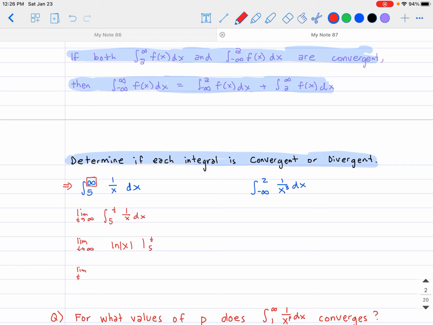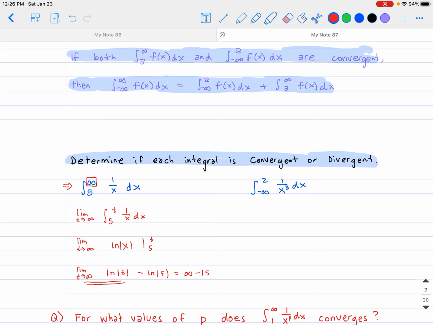So the limit as t approaches infinity of ln of the absolute value of t, minus ln of the absolute value of 5, not i, okay? And so this limit problem hopefully should not be difficult for you to solve. For the first part, you can see that this is going to be infinity, because ln of anything that is going to infinity is going to be infinity, minus ln of 5 actually.